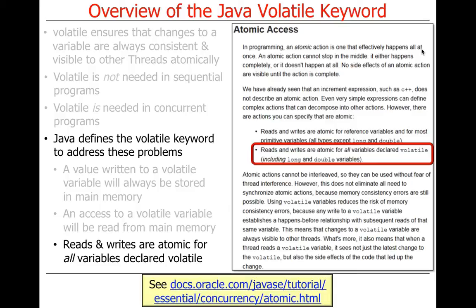Moreover, if you use volatile, reads and writes of all primitive variables are atomic, not just for ints and shorts and characters and so on, but longs and doubles are also going to be atomic.